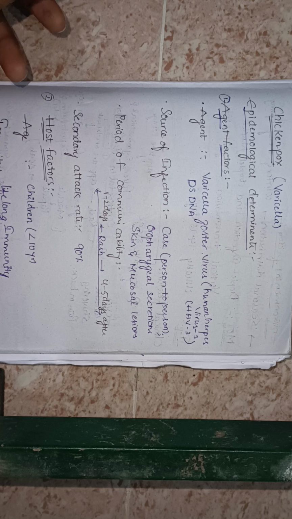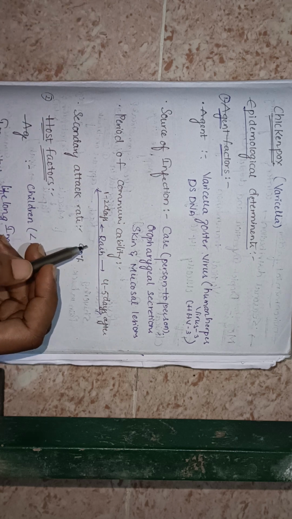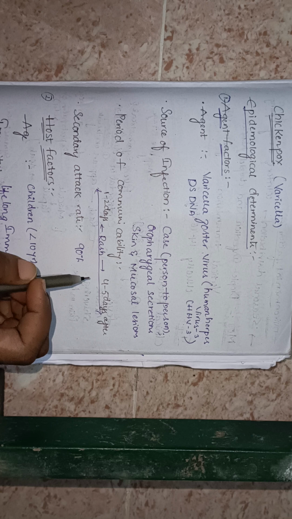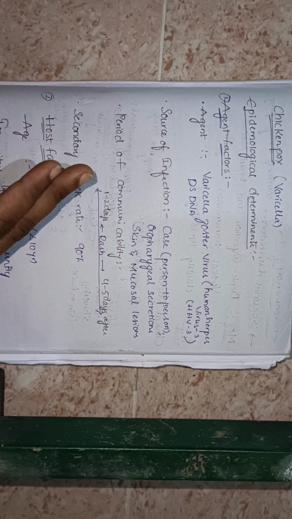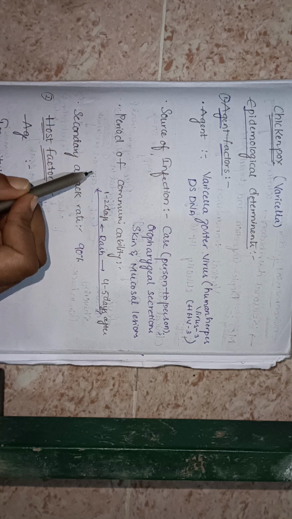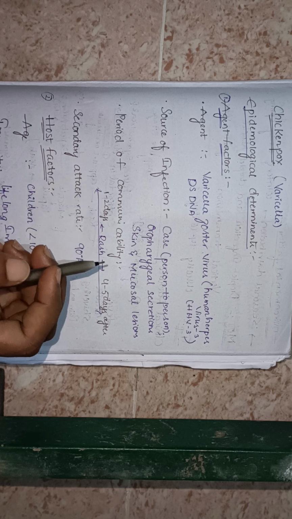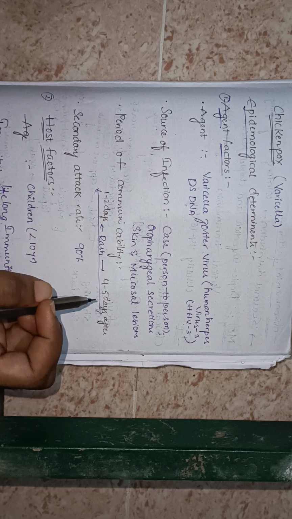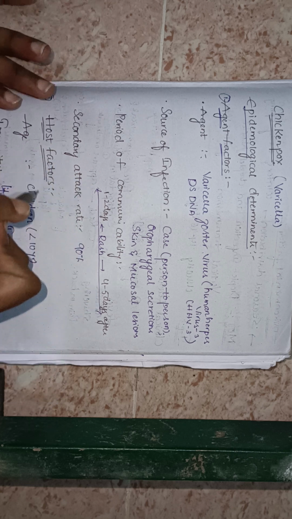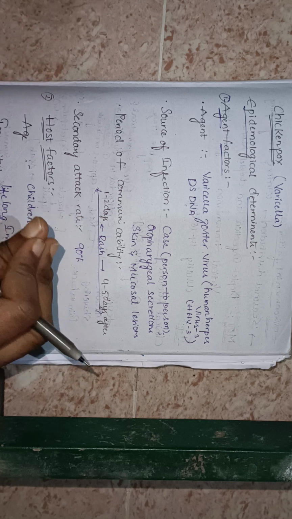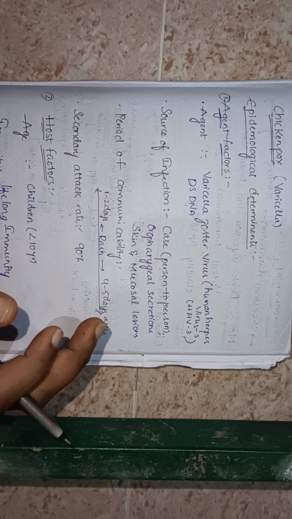Next, the source of infection: cases, person to person transmission, oropharyngeal secretions, and skin and mucosal lesions. Next, period of communicability. Before the rash and after the rash, the disease is most communicable: 1 to 2 days before the rash and 4 to 5 days after the rash. Secondary attack rate is 90%. So this is the agent factor.